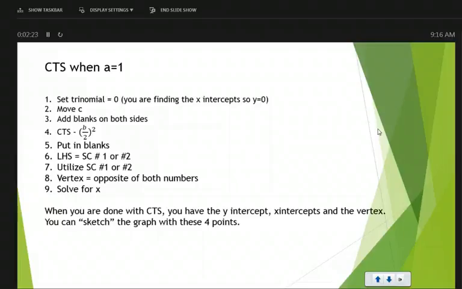Move C. I love when I say move C because students say, where do you move it? Well, if you set the quadratic equal to 0, there's a left side and there's a right side. C is on the left side. Where do you think you're going to move it? To the right side. Then you're going to add 2 blanks, one on each side. Then, number 4. Highlight number 4 because that's the most important part.